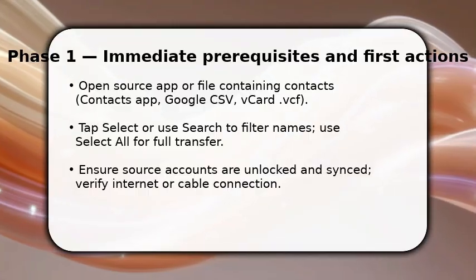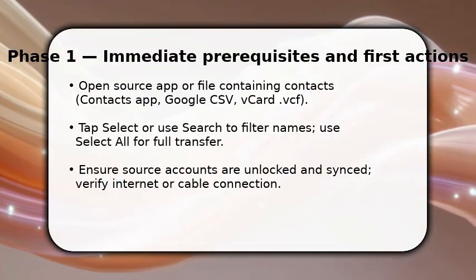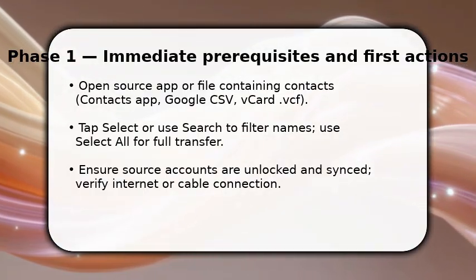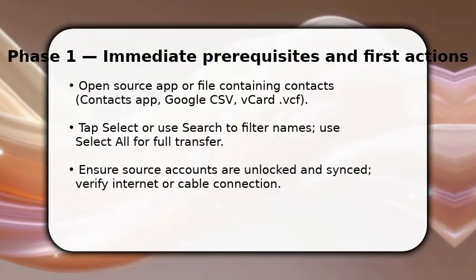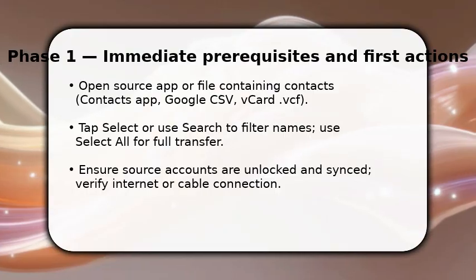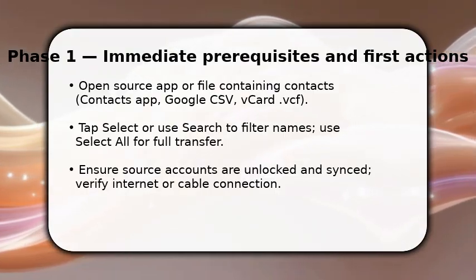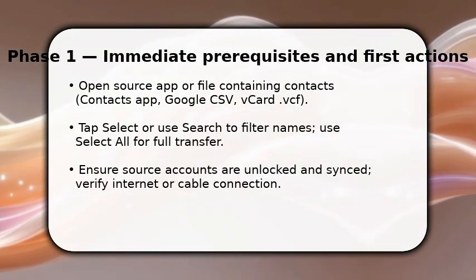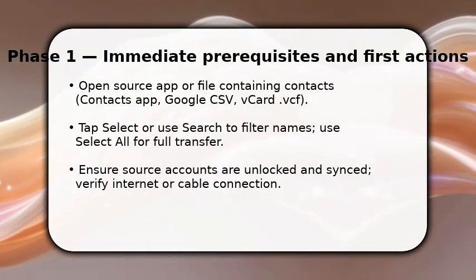You start by opening the app or file with the contacts you want. Tap Select or use Search to pick a handful, or choose Select All when you need everything. Make sure the source account is signed in and synced. This avoids duplicates later. Once done, look for Export, Share, or Copy options. Those are your action points.